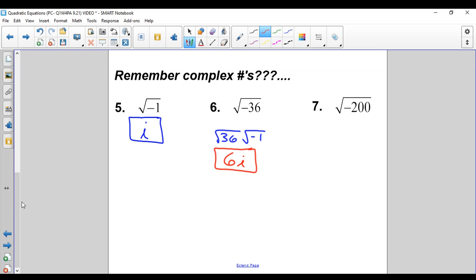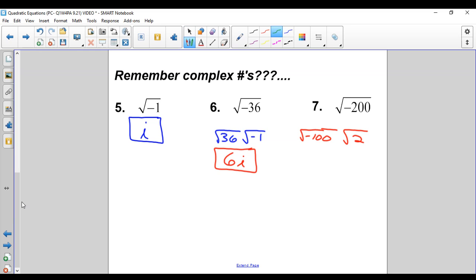Last example here with radicals, square root of negative 200. Not a perfect square. Does have a factor that is. Happens to be 100. So I'm going to go ahead and make that perfect square negative. Then it's multiplied by square root of 2. So I have square root of negative 100, square root of 2.